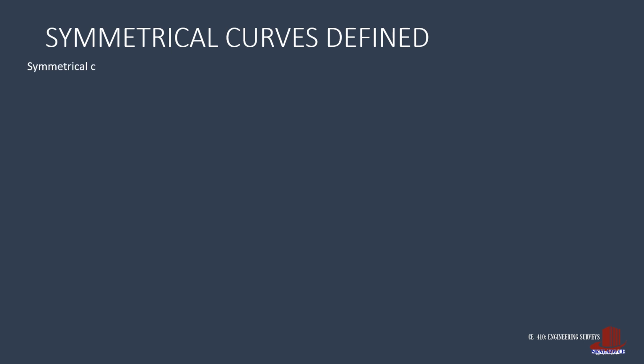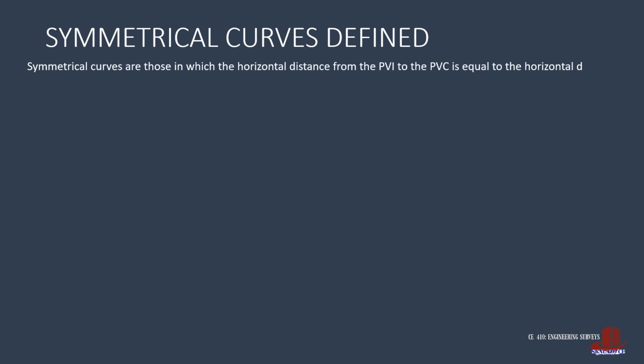These are not really symmetrical in shape, but when the horizontal distances are measured, symmetrical parabolic curves have the horizontal length from PVC to PVI equal to the horizontal length from PVI to PVT. We can then say that the total length of the curve is equal to L1 plus L2.